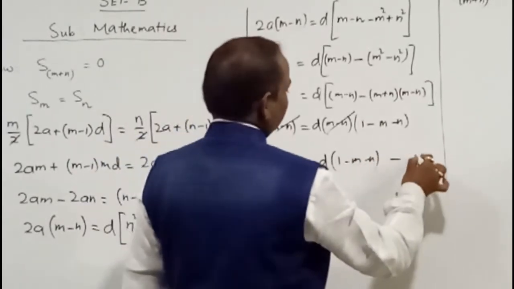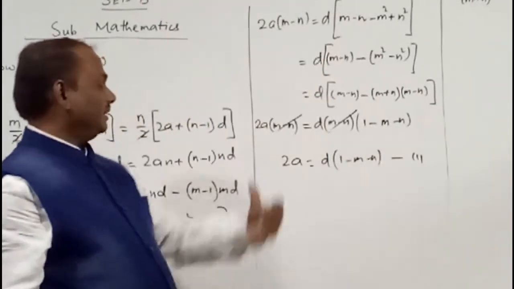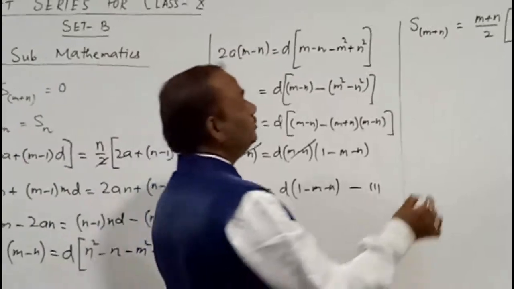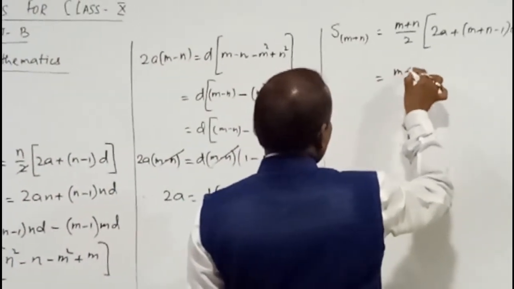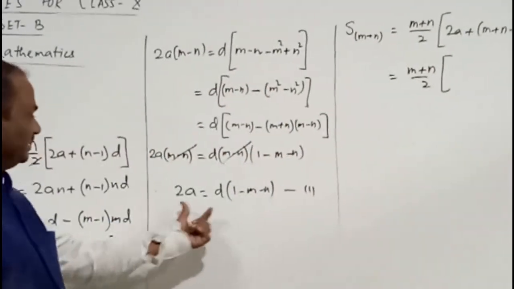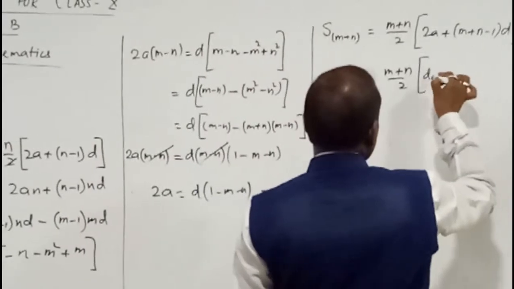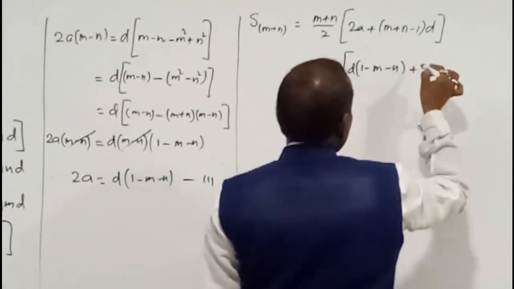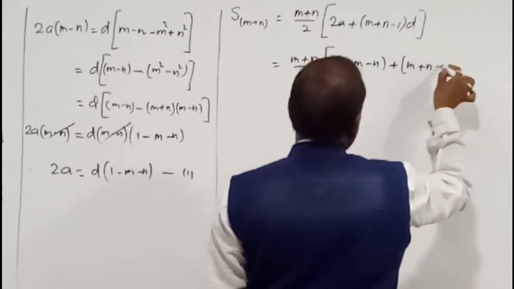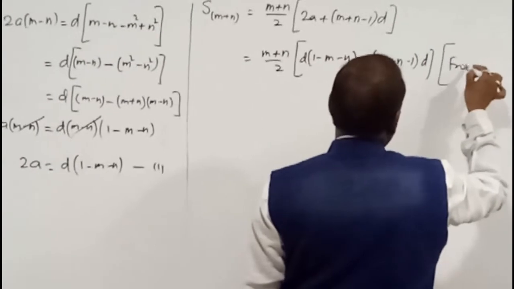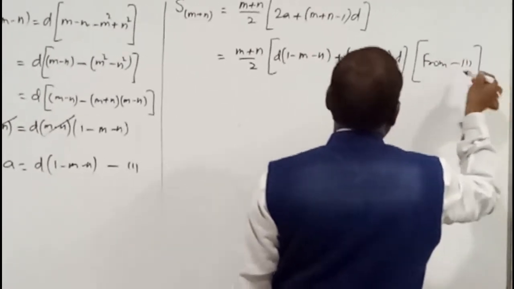If I mark this as number 1, I can use that and substitute this in place of 2a, and if I do so, I get m plus n by 2. In place of 2a, I will write this d into 1 minus m plus n, plus whatever we have, m plus n minus 1 into d over here. We have used relation number 1, so we write from 1.